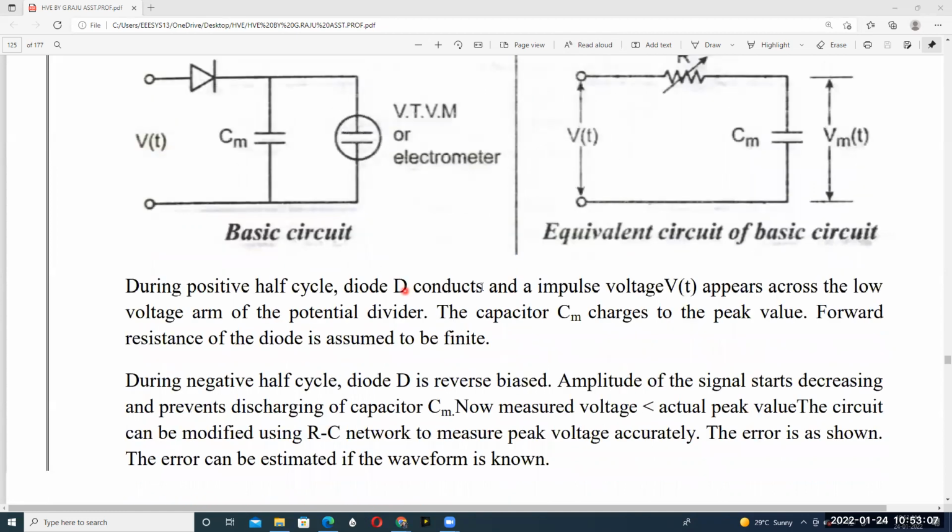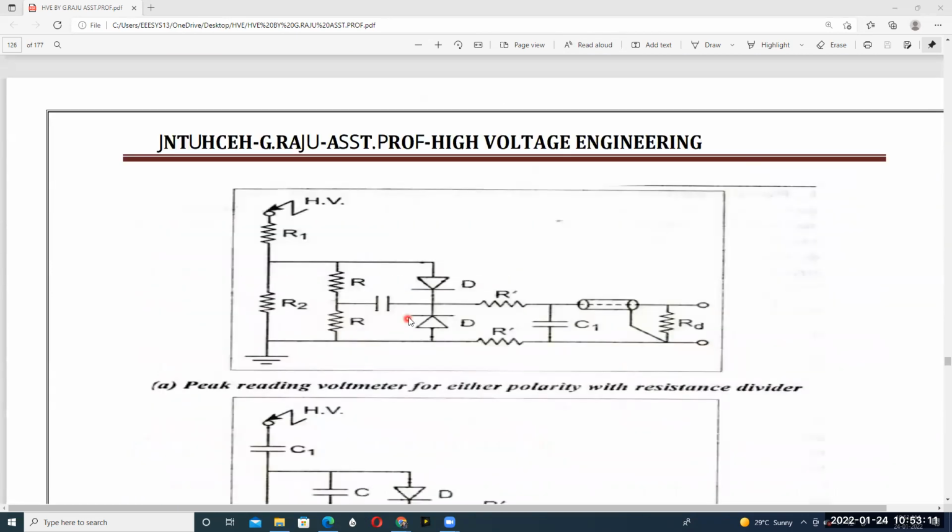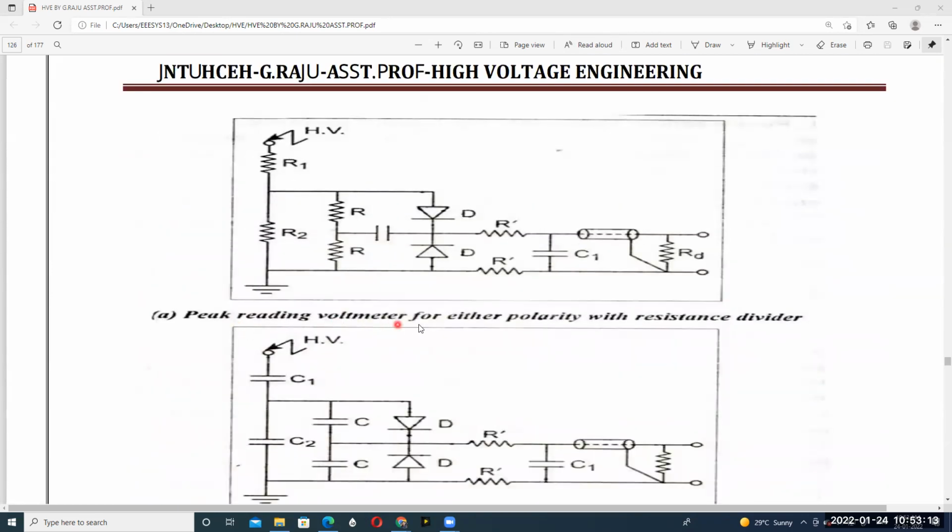That's why all these drawbacks can be overcome by using an RC network. This is called the peak reading voltmeter for either polarity with resistance potential divider. That means it's suitable for positive pulses and negative pulses, and also there is no error present in the measurement of voltage.